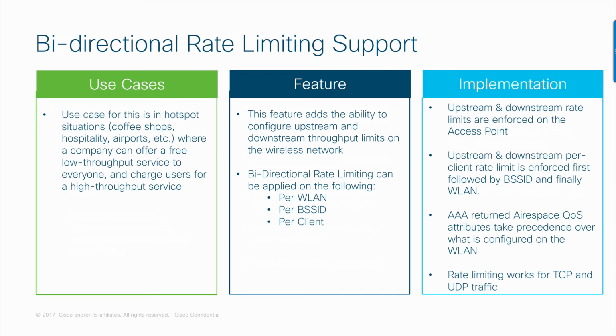Upstream and downstream per client limit is enforced first, followed by BSSID, and finally WLAN. What that means is that if you have bidirectional rate limits configured for all these three, then the client rate limit is going to be enforced first. Also, we can have AAA return Airespace QoS attributes, and they will take precedence over what is configured on the WLAN. Please remember that rate limiting works for TCP and UDP traffic only. It doesn't work for CAPWAP or EoGRE traffic.